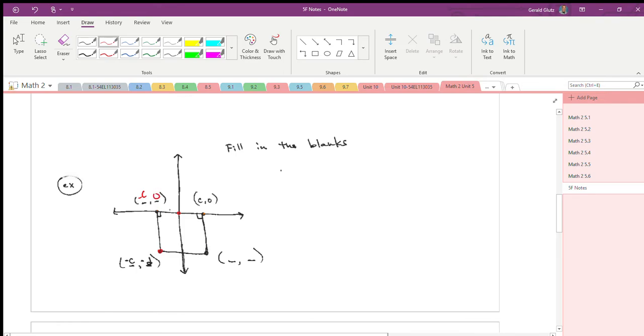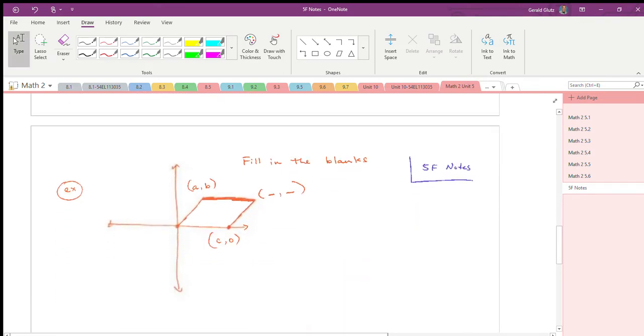And then this point, we went right how far? Well, to get to this point, we went right c. So to get to this point, we also go right c. And then how far down do we go? Well, these two are at the same level, same height. So if we go down d to get to this point, we also go down d to get to this point. So negative d because we're going down. So moving on to the next page.